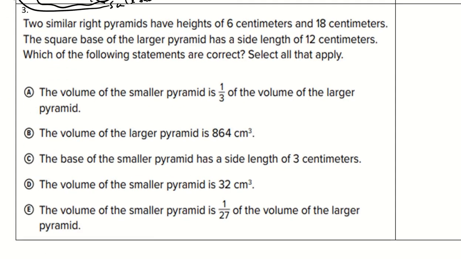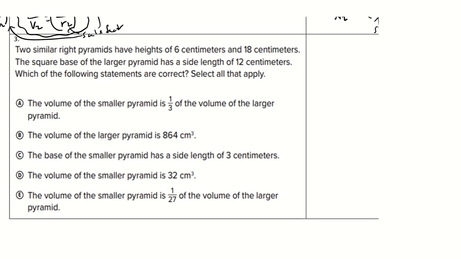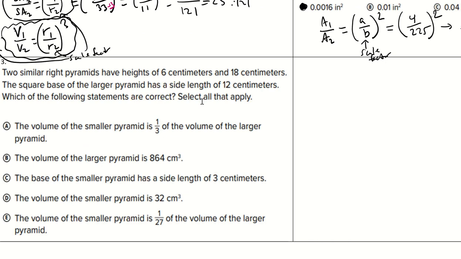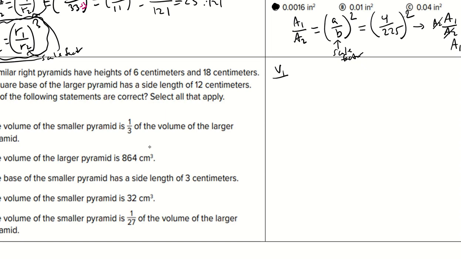All right, so number 3. 2 similar right pyramids have heights of 6 and 18 centimeters. The square base of the larger pyramid has a side length of 12 centimeters. Which of the following statements are correct? Select all that apply. First off, let's remember that what I said earlier was that the ratio of the volumes is equal to the scale factor to the third power. If it's the ratio of areas, it's the scale factor to the second power. If it's the ratio of the volumes, it's the scale factor cubed.